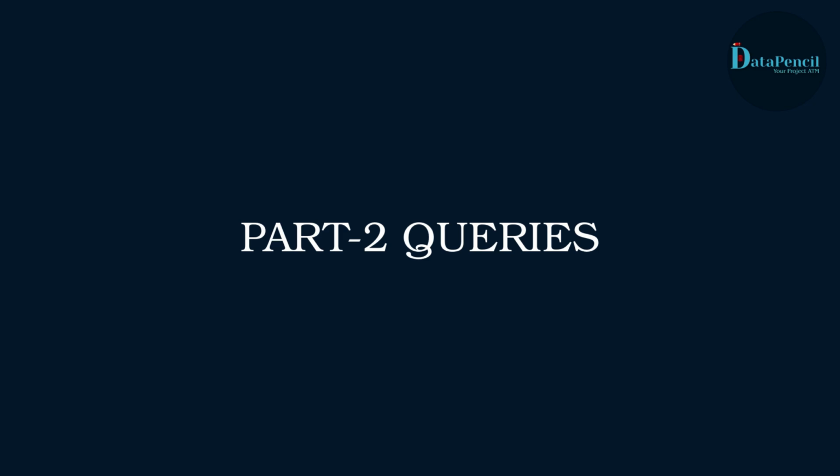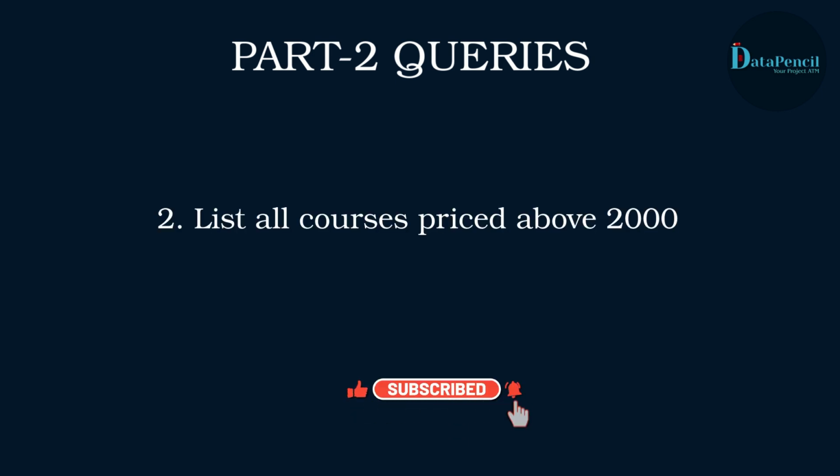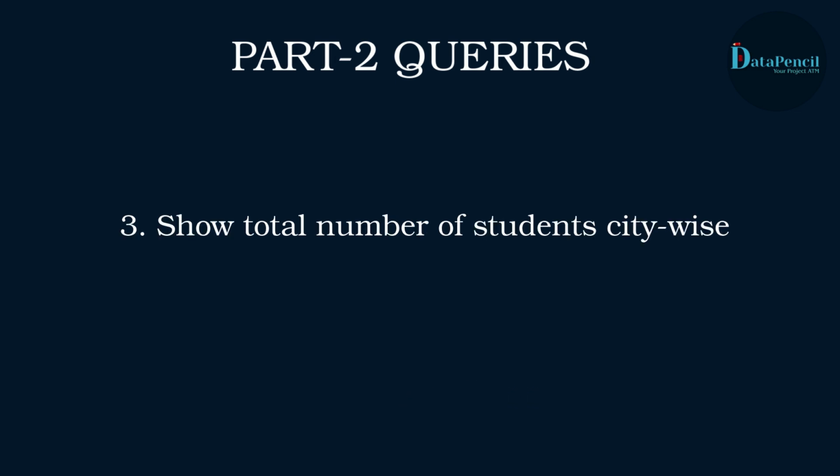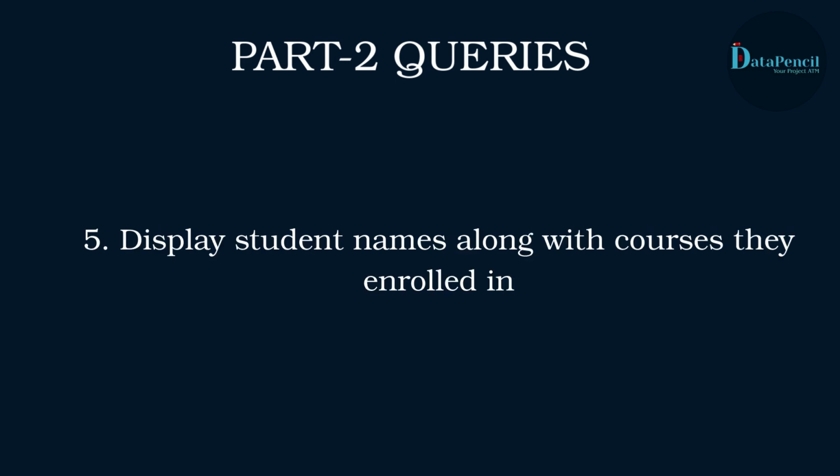So our first query is display all students who signed up after 2024-01-01. Query 2. List all courses priced above 2000. Query 3. Show total number of students city-wise. Query 4. Find the total number of enrollments per course. Query 5. Display student names along with courses they enrolled in.